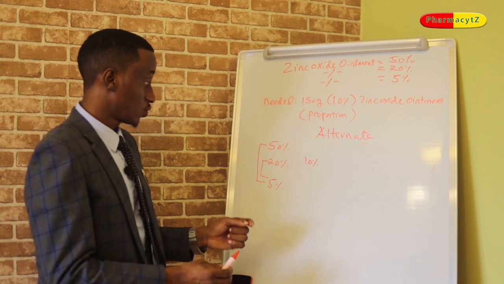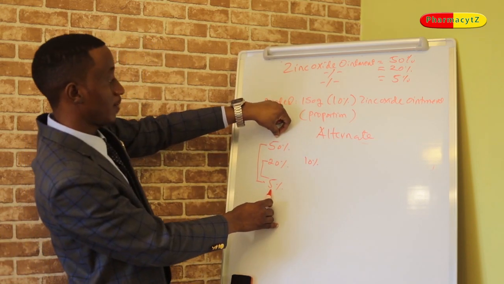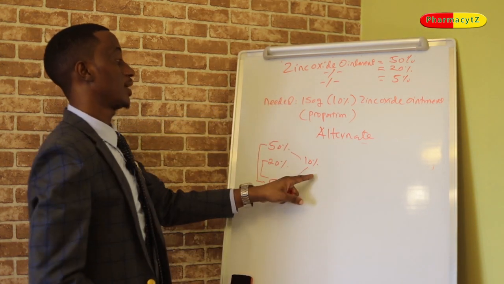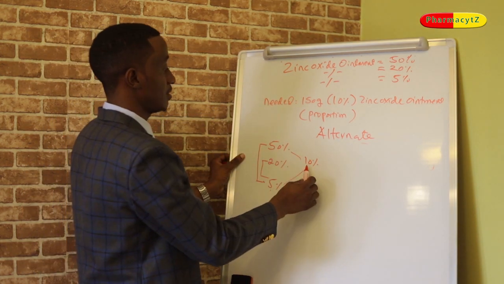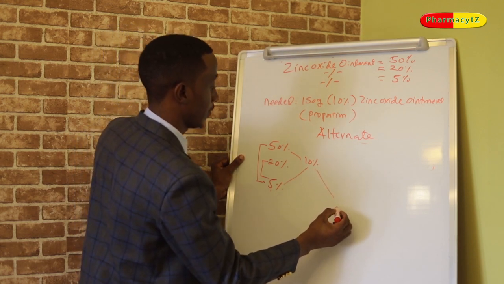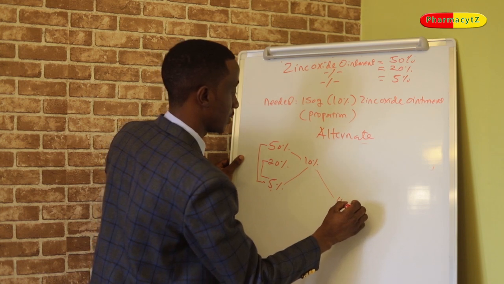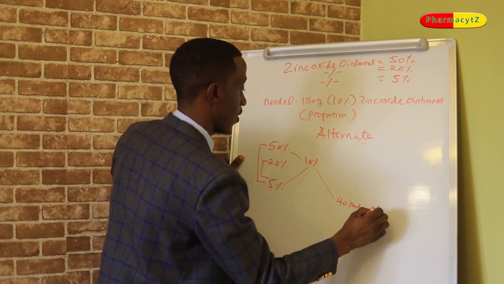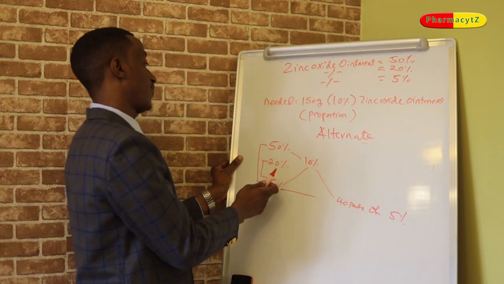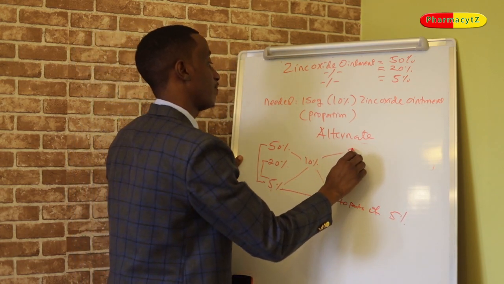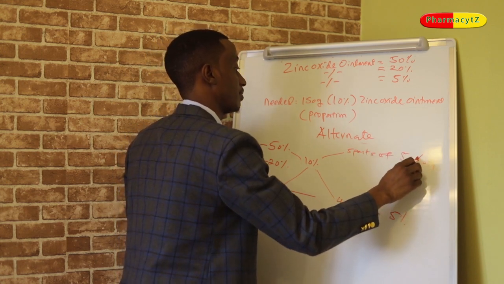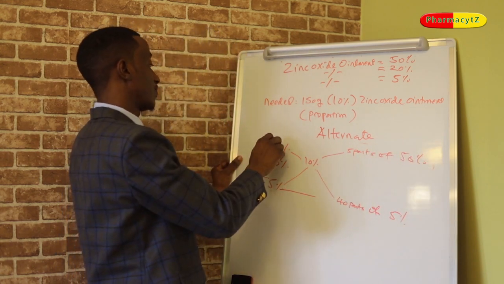So what are you going to do? Start with 50 and 5%. This is the topmost and this is the lowest. Then alternate with 10%. Then 50 minus 10, you get 40. You get 40 parts of what? Of 5%. Then 5 minus 10, you get 5 parts. Get 5 parts of 50%. Then we are done with 50 and 5.